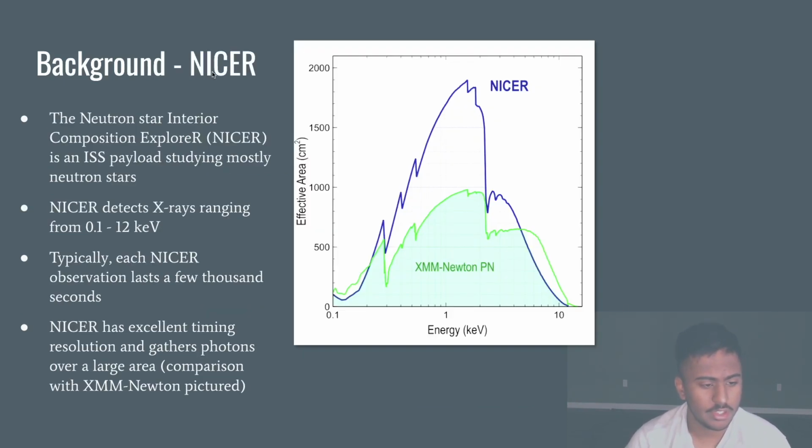Background on NICER. The Neutron Star Interior Composition Explorer, or NICER, is an ISS payload studying mostly neutron stars. Typically, each NICER observation lasts just a few thousand seconds. These observations are so short because NICER is on the ISS, which has rotating solar panels that can cause the orientation to go wrong. Plus, the ISS is in low Earth orbit, so it often passes through Earth's shadow, and at these times the solar panels do not work. However, NICER has excellent timing resolution and gathers photons over a large area, almost twice as large as the effective area of another well-known X-ray telescope called XMM-Newton.